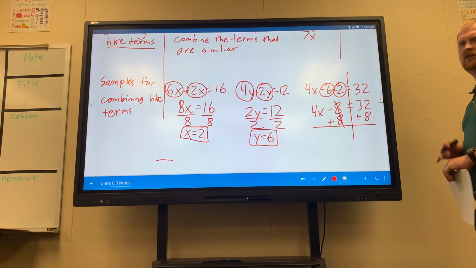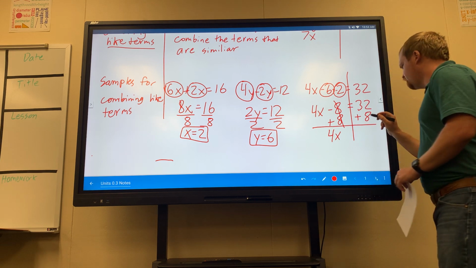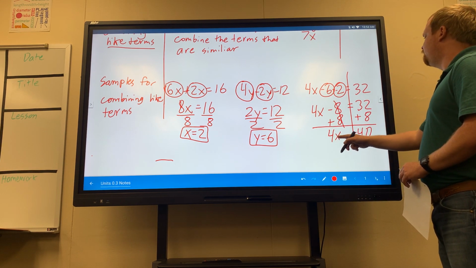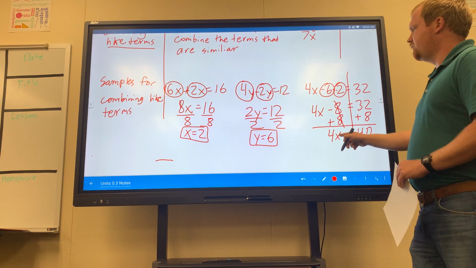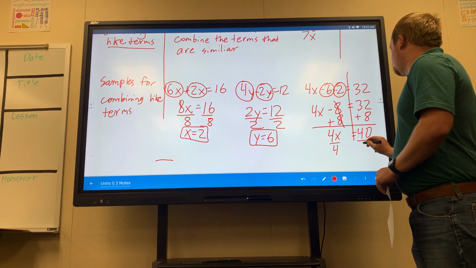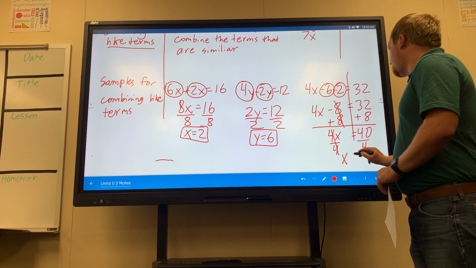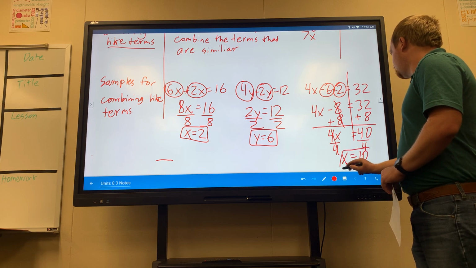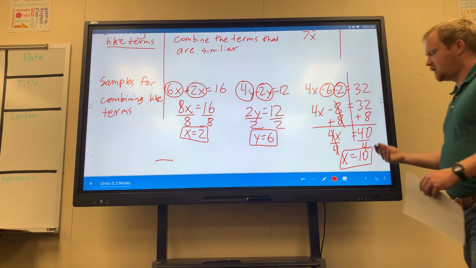Negative 8 plus 8 cancel out, and I'm just left with the 4x. 32 plus 8 is going to give me 40. So I got 4x equals 40. And then the inverse of multiplying is division. 4 divided by 4 is 1, so that gives me 1x. 40 divided by 4 is 10. So my answer to that problem is going to be x equals 10.